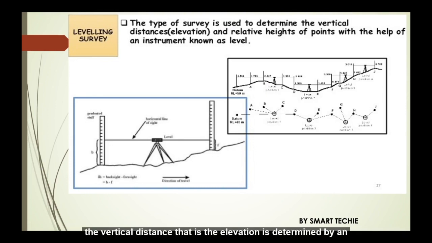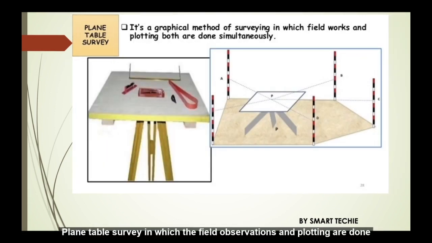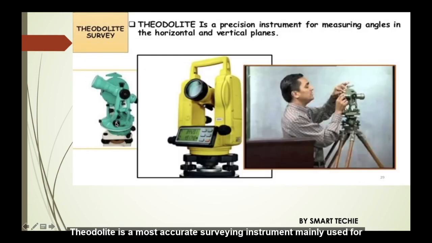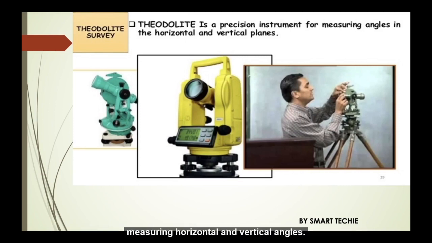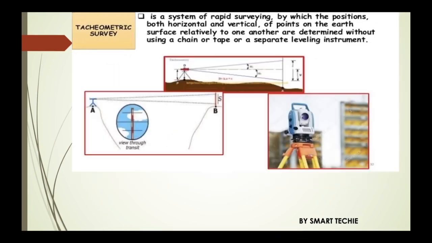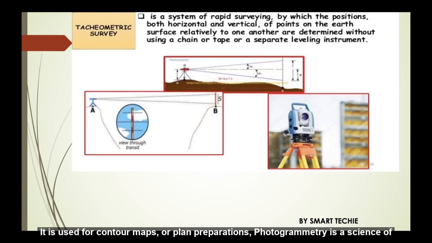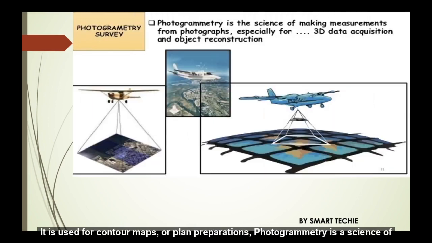Leveling survey, in which the vertical distance, that is the elevation, is determined by an instrument known as level. Plane table survey, in which the field observations and plottings are done simultaneously using a plane table. Theodolite is the most accurate surveying instrument mainly used for measuring horizontal and vertical angles. Tachymetry, in which the horizontal and vertical distances of a point are obtained. It is used for contour maps or plan preparations.